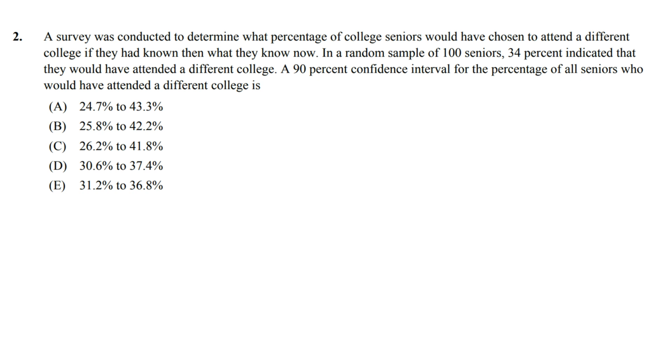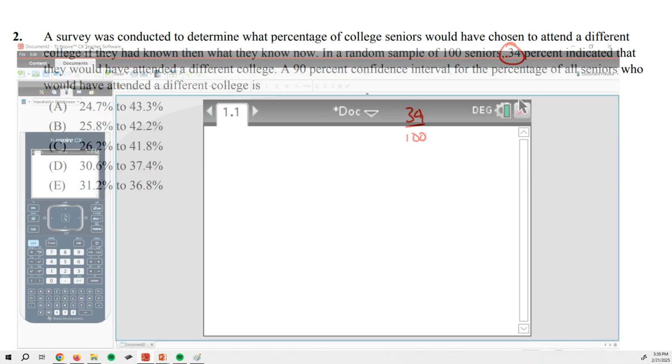A survey was conducted to determine the percentage of college students that would have chosen to attend a different college if they had known then what they know now. In a random sample of 100, 34% indicated that they would have attended a different college. A 90% confidence interval for all seniors who had attended a different college is, this is straight plug and play into the calculator. Now we're going to use 34, only because we're doing 34 out of 100. Half the time they give us a 0.34. Well, you have to go check that against the sample size because our calculator needs a whole number.